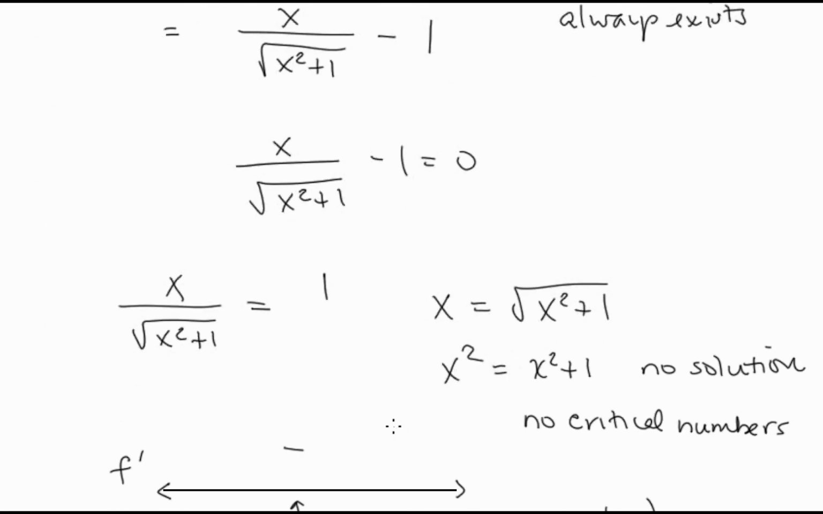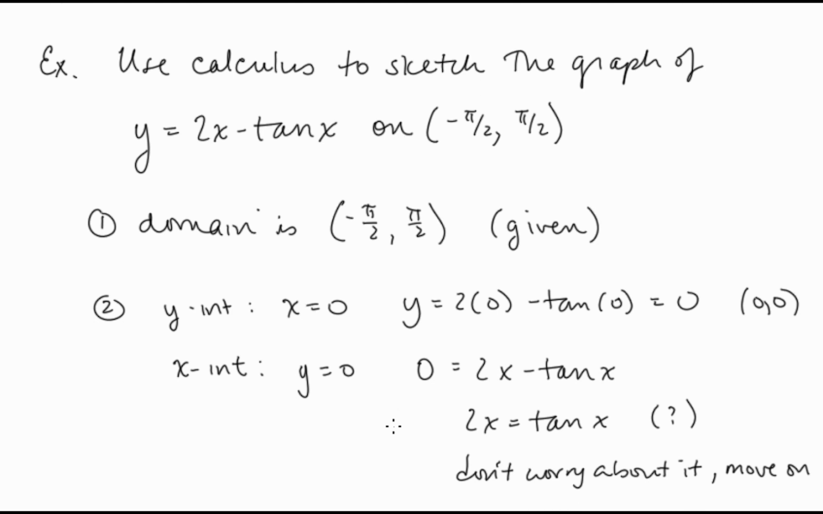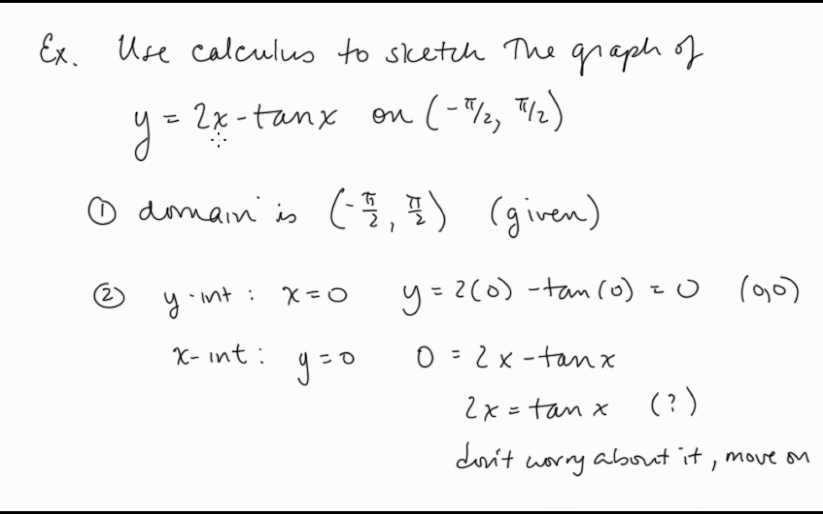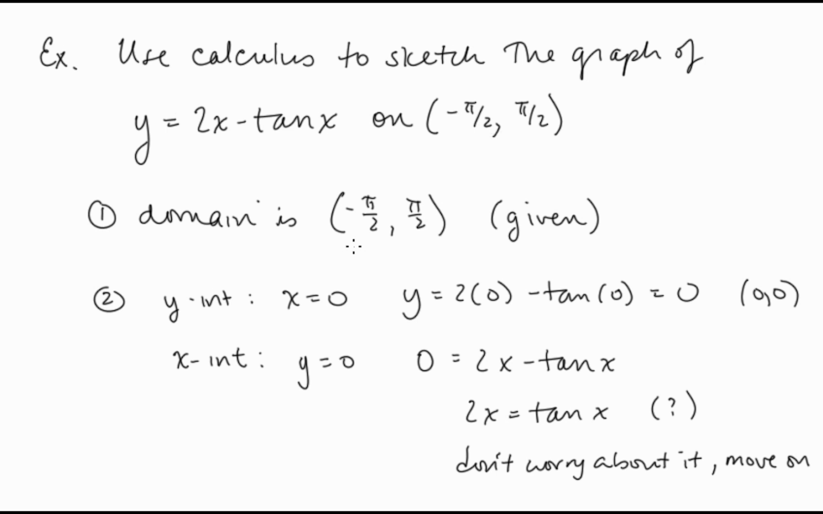Now let's take a look at another. Use calculus to sketch the graph of y equals 2x minus tan x on the interval negative pi over 2 to pi over 2. So our first step is to identify our domain, and in fact, that's given to us, this open interval from negative pi over 2 to pi over 2.